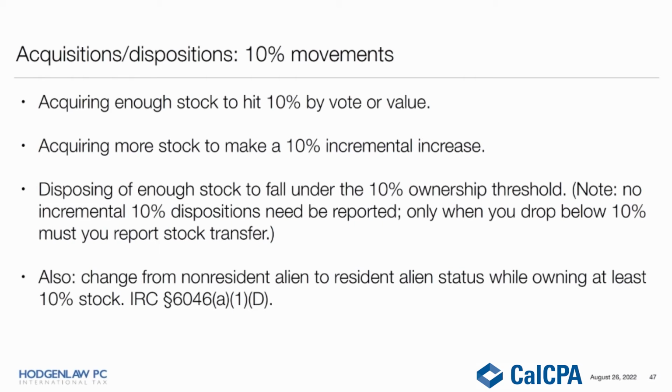to resident alien. So they, quote, acquired the stock that they owned before, but now they acquired it as being a resident alien. Anyway, section 6046 specifically calls out this fact circumstance for when you're required to file category three.